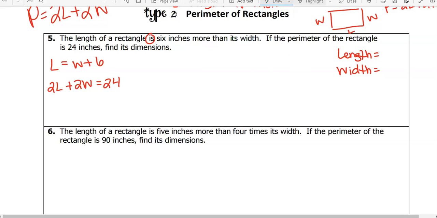All right, so we are going to use the same strategy we did before. We know L is W plus 6, right? So we're going to take this L and change it to W plus 6, okay? So guess what? The 2 is still there. So instead of 2 times L, we're doing 2 times W plus 6, because that's what L is equal to, right? Plus 2W equals 24.